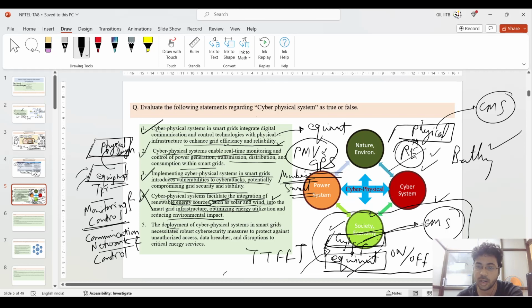Okay, physical system, so this must be there. This physical system does not facilitate integration, but it provides the advantage during communication and the control.